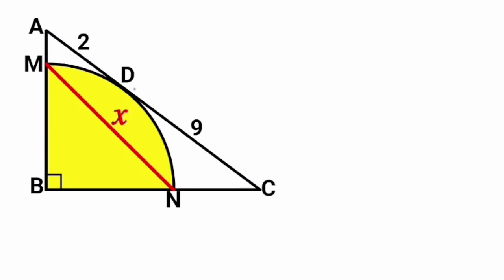In today's video, we are going to solve another interesting geometric problem. In this question, we are given a right triangle, and a quarter circle inscribed in it, as shown in the figure. The quarter circle is tangential to the hypotenuse of the triangle at D. If AD is given as 2 units, DC as 9 units, and MN as x, find the value of x.